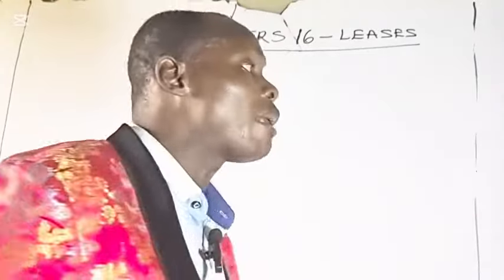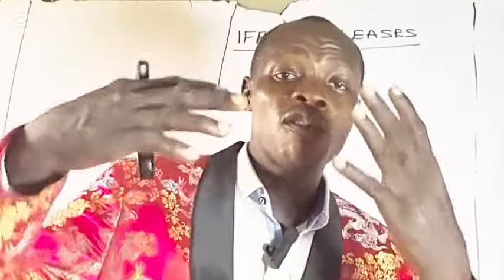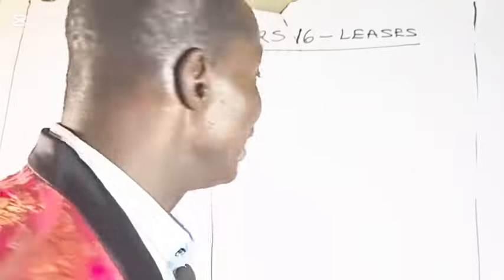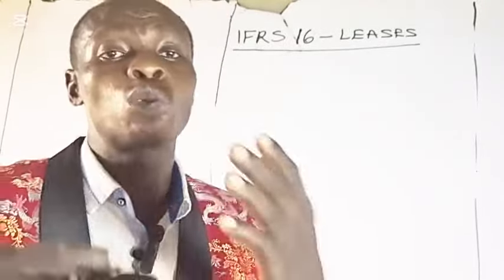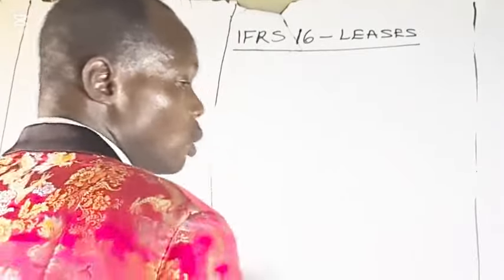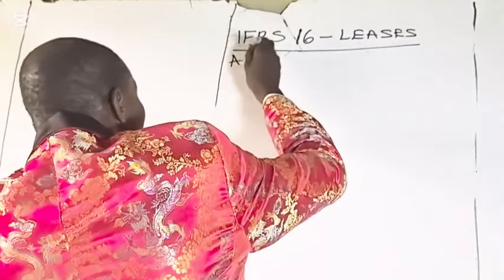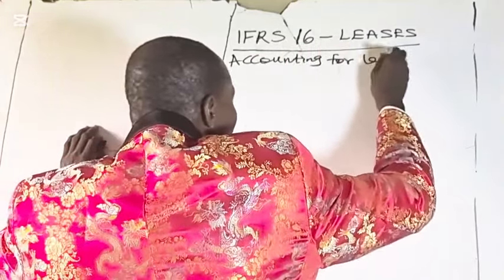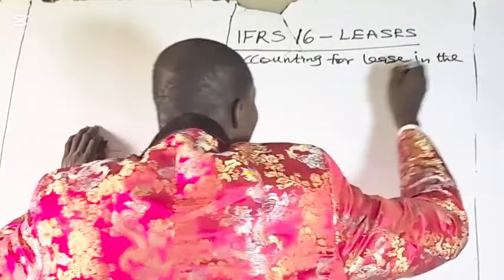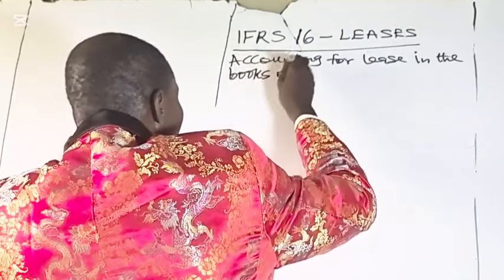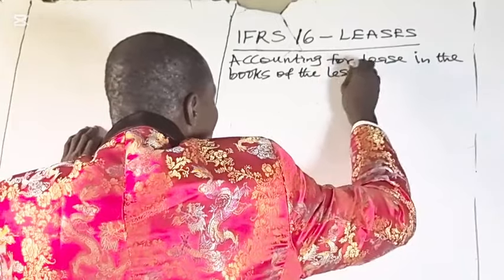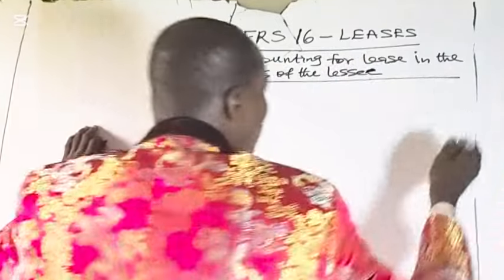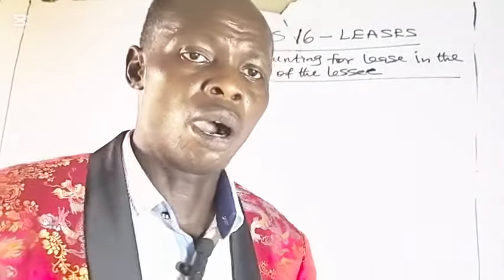In the first video, I told you that a lease is a contract or part of a contract that conveys the right to use the underlying asset for a period of time in exchange for consideration. In this second video, I want to examine how to account for the lease in the books of the lessee.